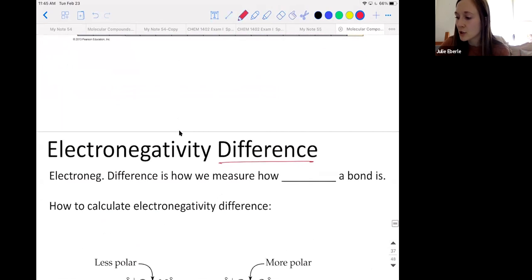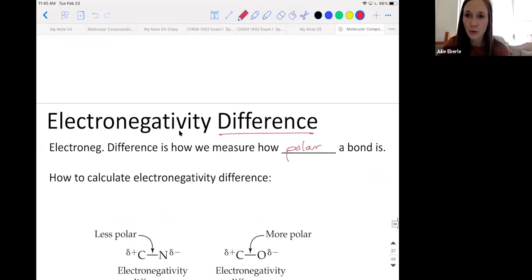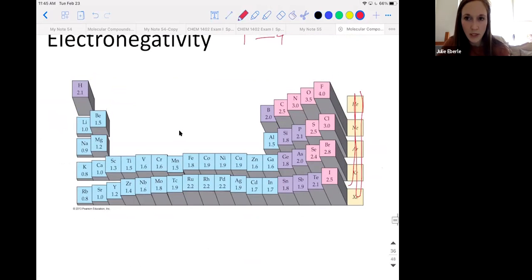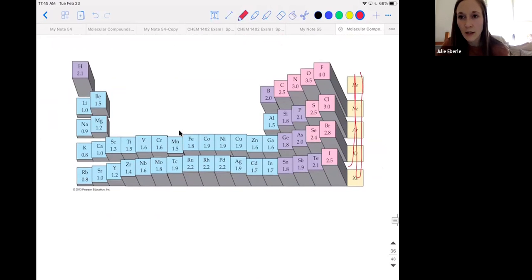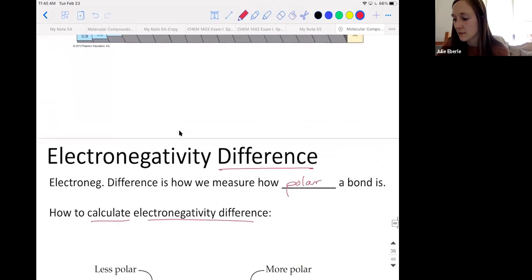Electronegativity difference is how we measure how polar a bond is. And then we'll classify it according to a table that I'll show you in a second. So how do you calculate electronegativity difference? Well, you just go get the values from the table and you subtract. Okay, you do the lowest number subtracted from the highest number. The lowest element subtracted from the highest element.